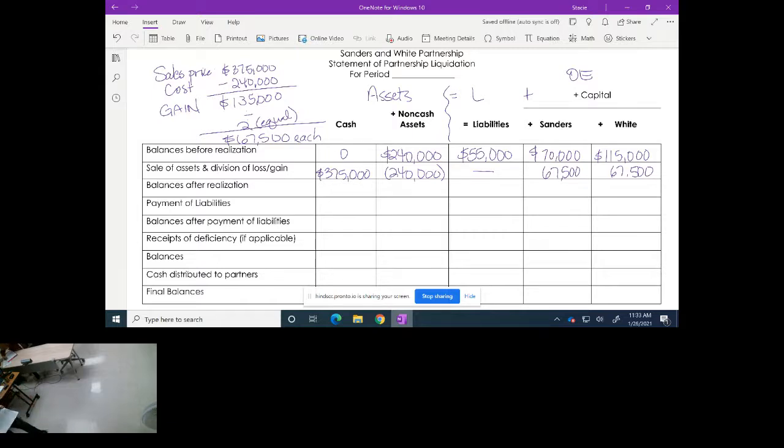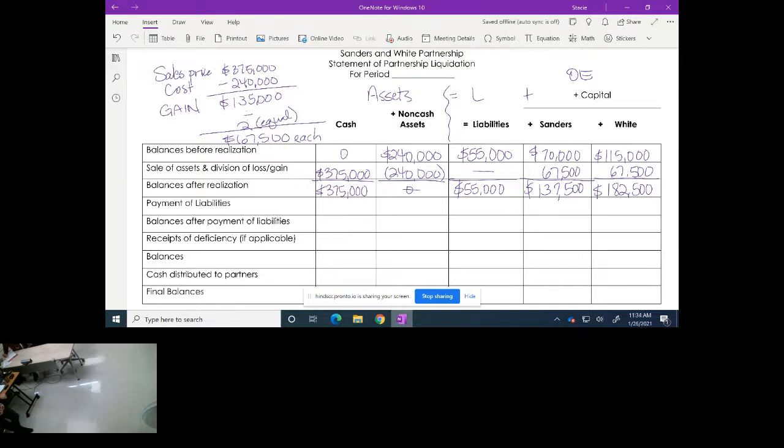Okay. So now we need to figure out what our balances are after all this. Cash, we got 375. No more assets. They're gone. We sold them. We still have liabilities of 55. And then Sanders has 137.5. And White has 182.5. Is that right? Check my math because I don't have the answers on that. Does that work? Yeah.